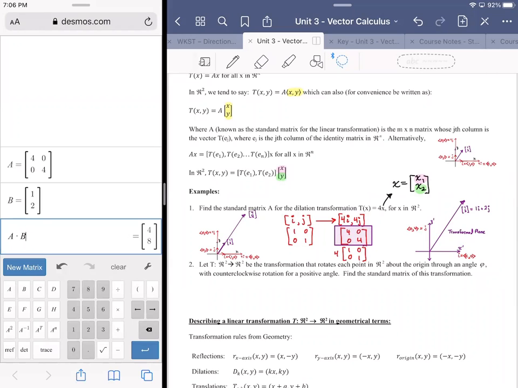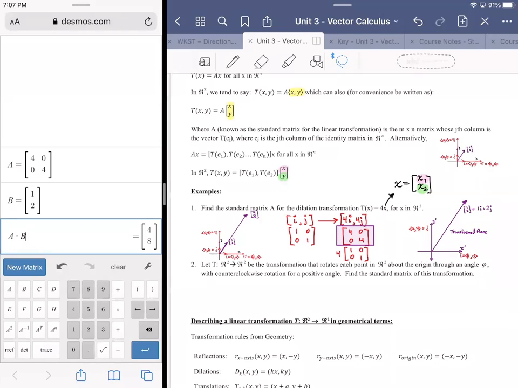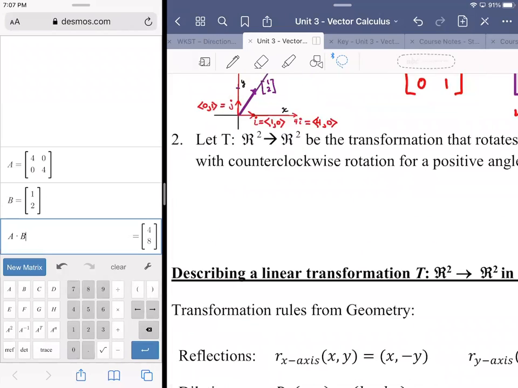Number 2, it's still a 2 to 2, so a 2-dimensional transformation that rotates each point in R2 about the origin through an angle of phi, with counterclockwise rotation for a positive angle. Find the standard matrix of this transformation. So a rotation around an XY plane sounds like a movement around a circle, because it is.